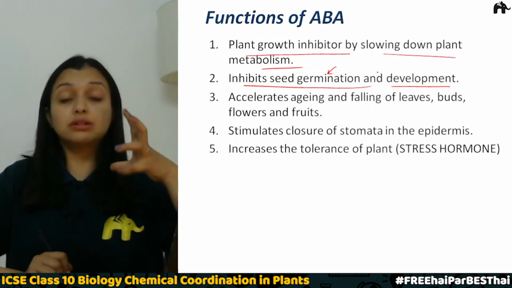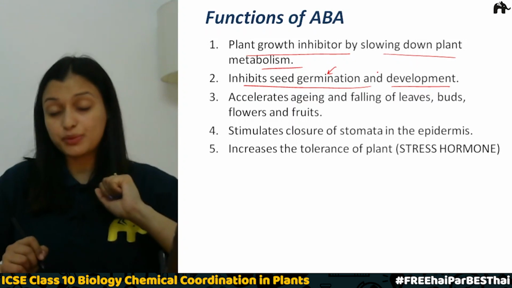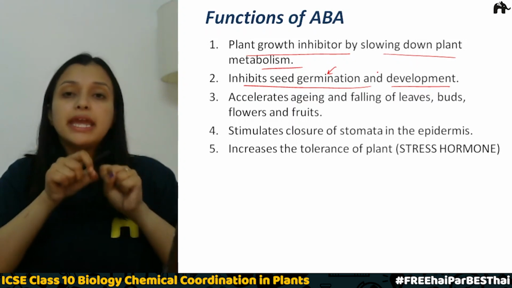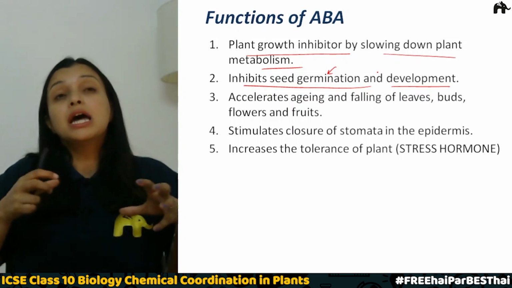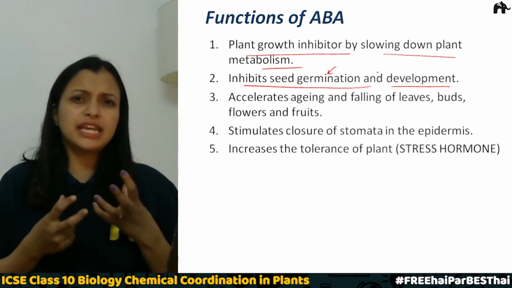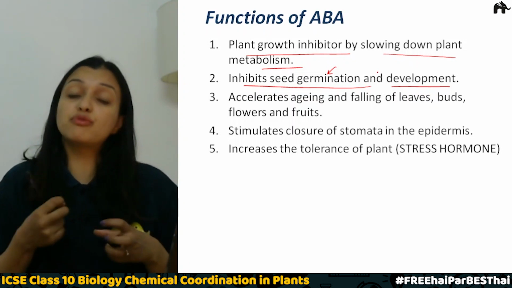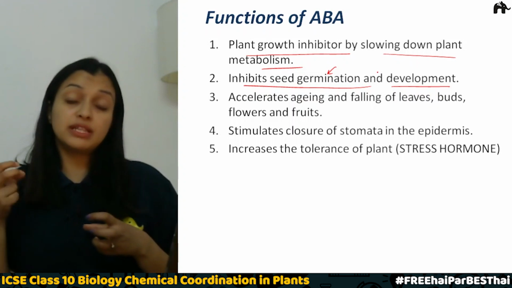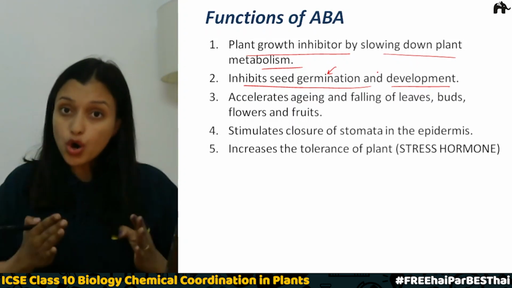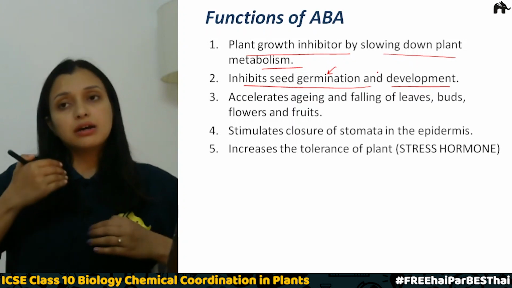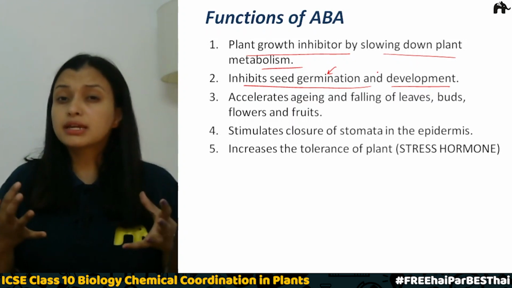We have studied this in the case of gibberellins and cytokinins. They promote seed germination by breaking down the seed dormancy. But in the case of ABA, it actually inhibits seed germination and development, mostly in stress conditions, when the conditions are very stressful, where the plant cannot perform all the functions very well, when the conditions are unfavorable. This particular hormone helps the plant in facing those extreme conditions, those drought, dry conditions.